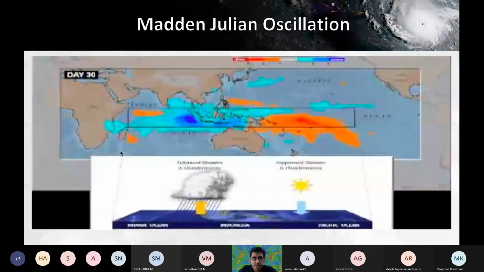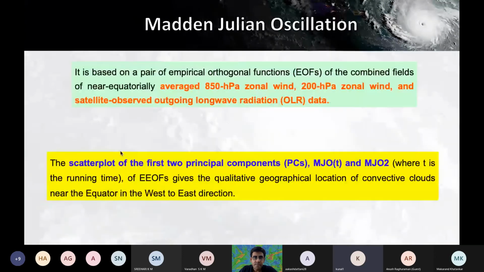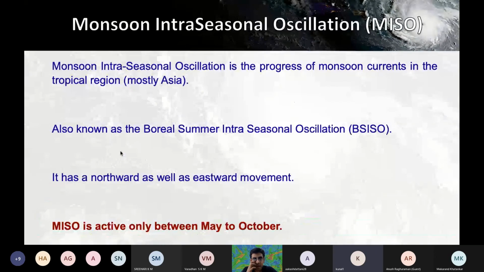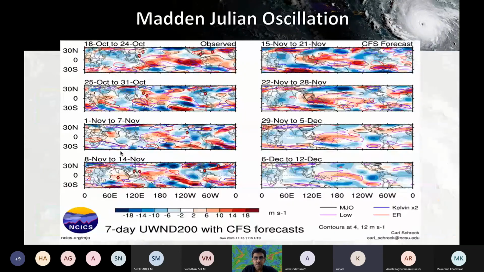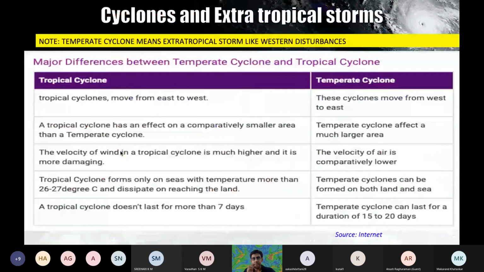Hello. Yeah, sir. I have a very basic doubt regarding subtropical storms. Could you go to the slide where you mentioned the difference between subtropical and extratropical storms? I remember reading something about subtropical storms or cyclones moving from east to west. Is this the case with every single tropical cyclone? Tropical cyclones move from east to west.